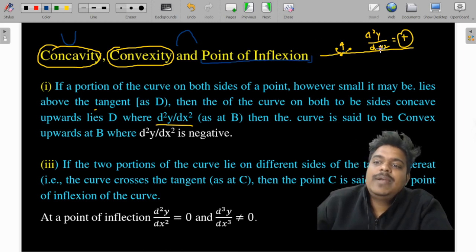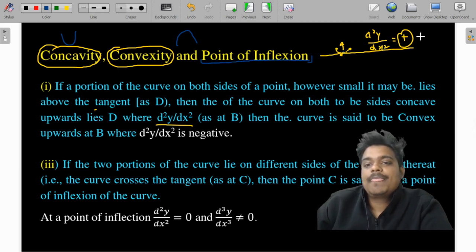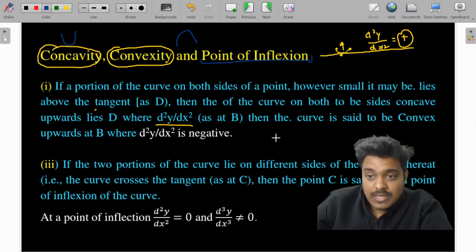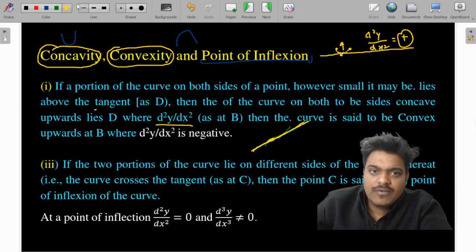Suppose d2y by dx square is coming out to be 0. Now what happens? What is the meaning of point of inflection? Suppose your point is this, at which you need to test the concavity or convexivity, and your curve is going like this. If you draw a tangent to this curve, it goes like this. And this is your curve.